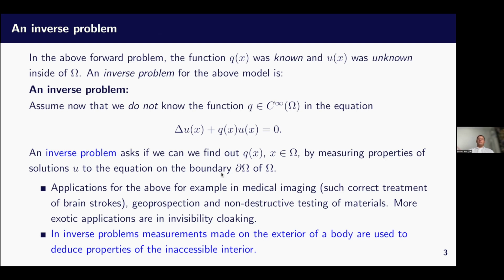Applications of this inverse problem arise, for example, in medical imaging, such as correct treatment of brain strokes, geoprospection, such as detection of oil and water wells, and in non-destructive testing of materials. A little bit more exotic applications are in invisibility cloaks. In general, in inverse problems, measurements made on the exterior of a body are used to deduce properties of the inaccessible interior. So now we know what an inverse problem is.